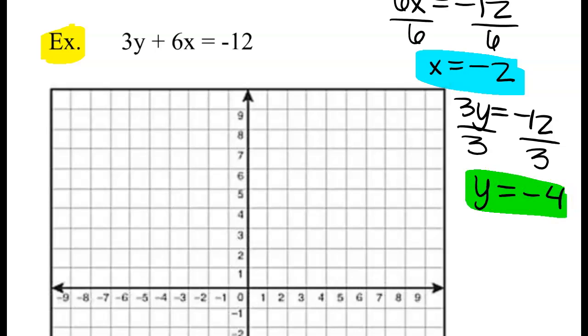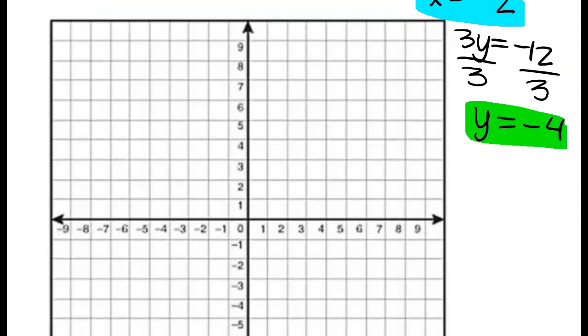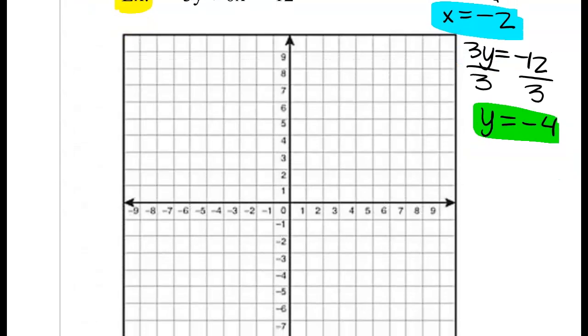On my coordinate plane down here, it says x equals -2. That means I'm going to go to my x-axis, that's this right here, find -2, put a point. Go to the y-axis, that's this right here, find -4, put another point. Anytime you're graphing a line, you only need 2 points. Once you have those 2 points, connect the dots, and you're done.